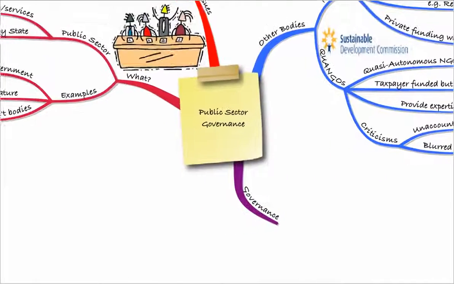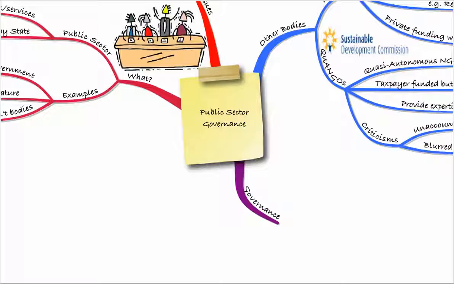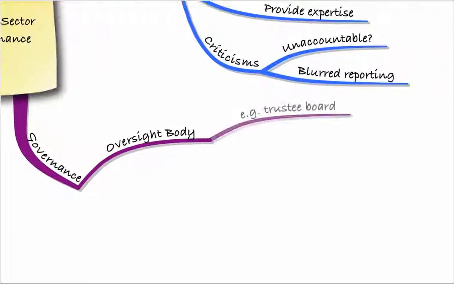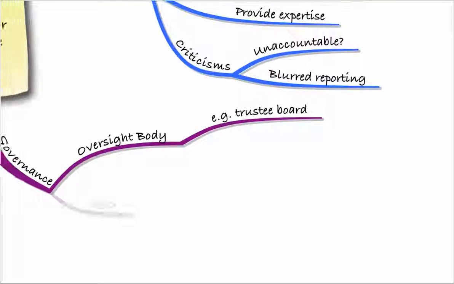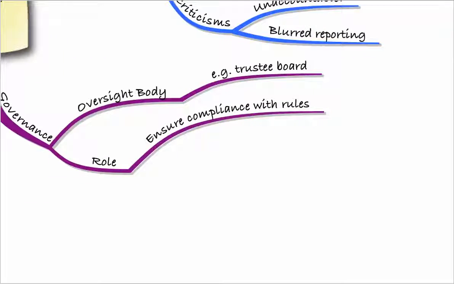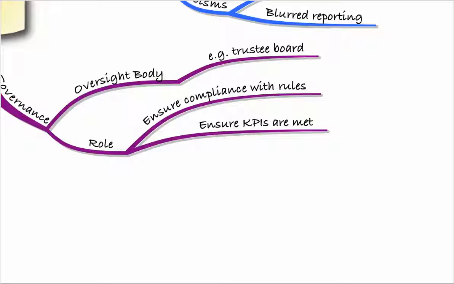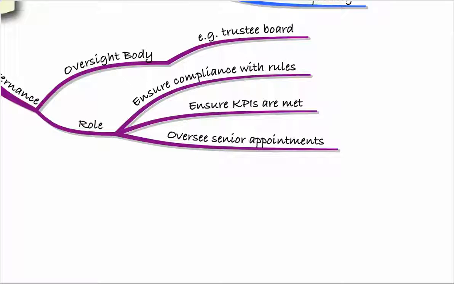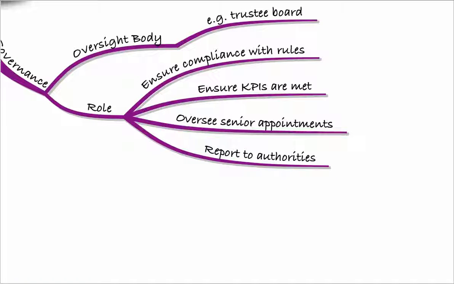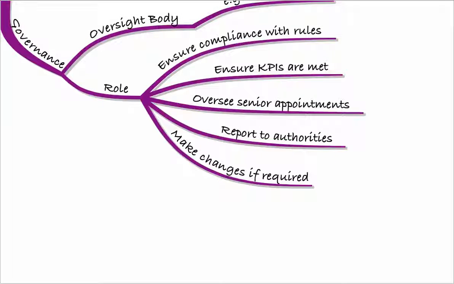When it comes to the actual governance of public sector organisations, there will be an oversight body. So this would be a trustee board. The role of that board is to make sure that the organisation complies with all of the rules that it's required to, and to ensure that the key performance indicators are met, perhaps even setting those. Also overseeing senior appointments and reporting to authorities to make sure that everything is going well. If not, they will make changes, so perhaps changes in personnel, in management, or indeed key performance indicators.